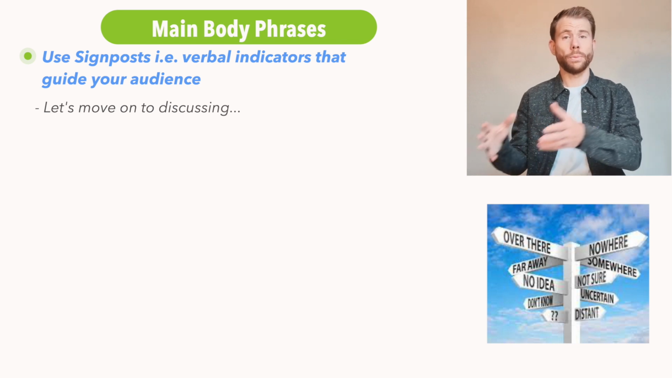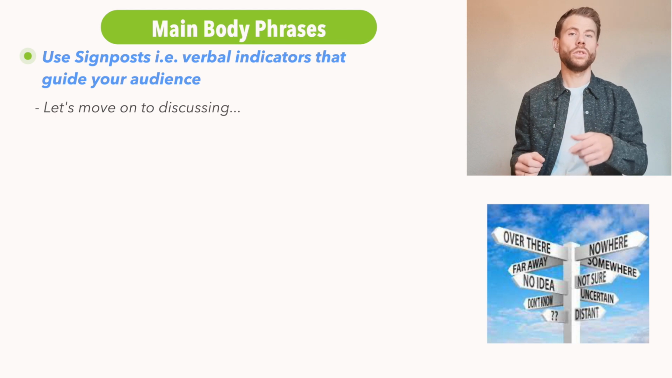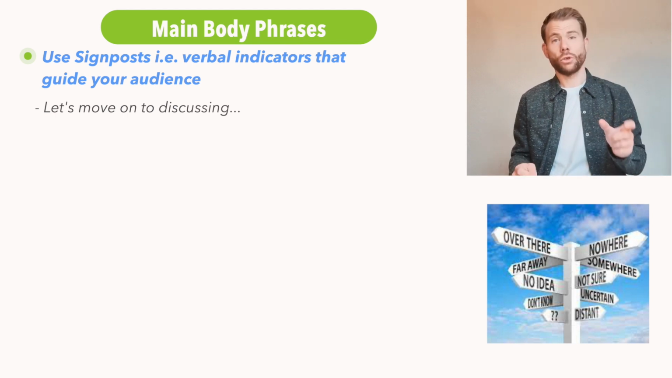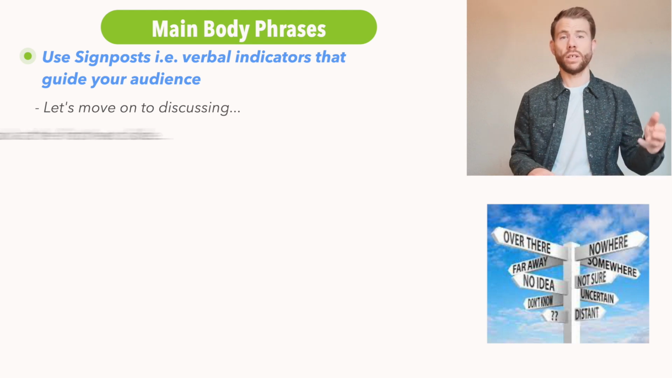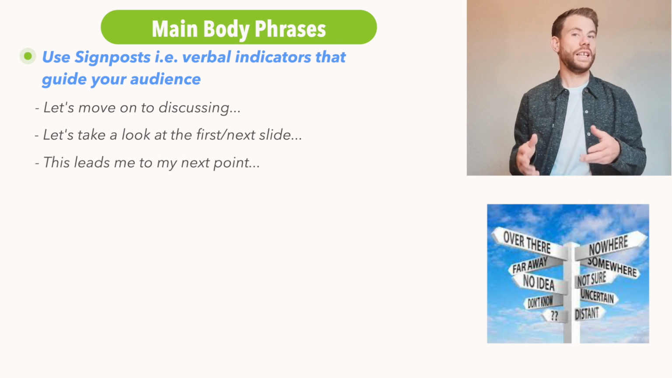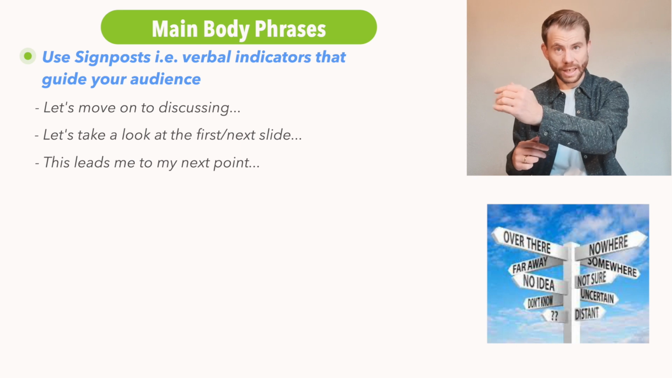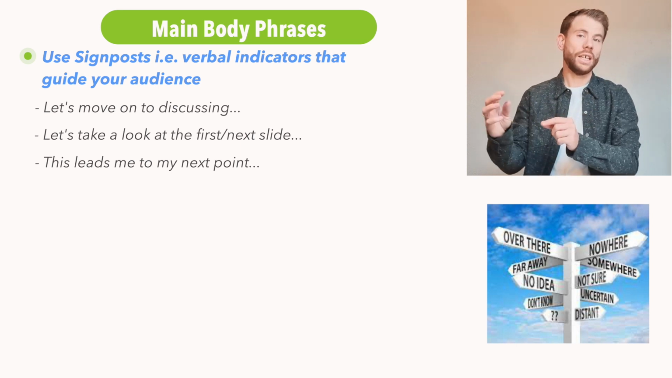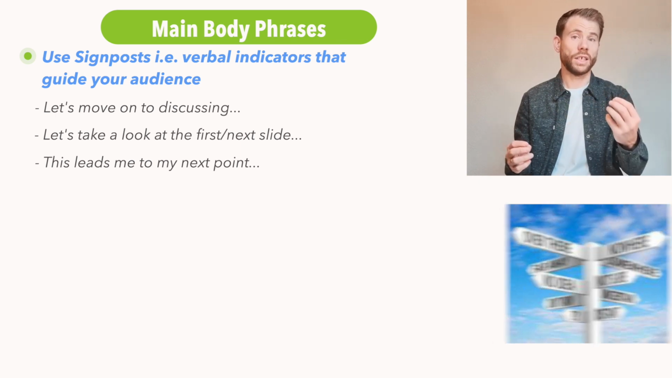So when you move from one topic to the next, so you finish one topic, you can say, okay, let's move on to discussing the budget. Another short phrase just to help you link from one slide to the next is, let's take a look at the first slide. So often people just move from one slide to the next, and this is just a phrase you can use as you move from one slide to the next. Or, this leads me to my next point. So you can clarify something and say, this leads me to my next point. And here you're connecting your ideas. And using these linking words will keep your audience engaged.